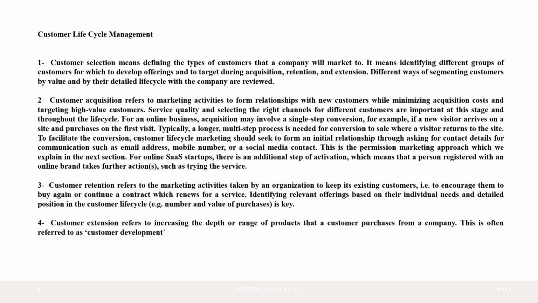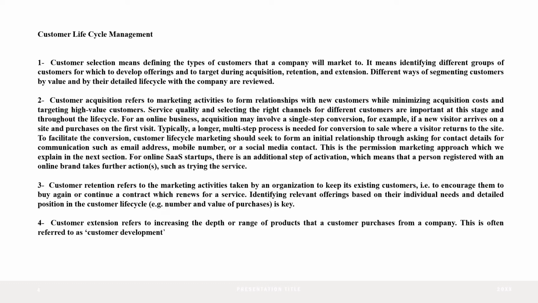Customer life cycle management. 1. Customer selection means defining the types of customers that a company will market to. It means identifying different groups of customers for which to develop offerings and to target during acquisition, retention, and extension. Different ways of segmenting customers by value and by their detailed life cycle with the company are reviewed.